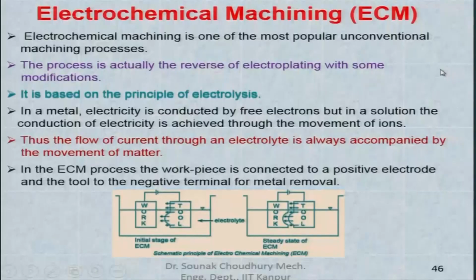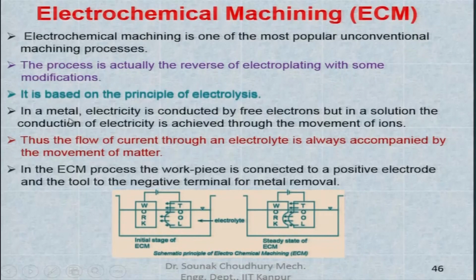All right. Next in line of the unconventional machining is electrochemical machining, which is one of the most popular unconventional machining processes. The process is actually the reverse of electroplating with some modification. This I already mentioned in the beginning when I was introducing the processes. It is based on the principle of electrolysis, a process we are all familiar with.